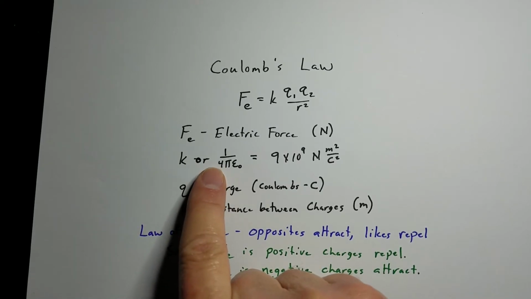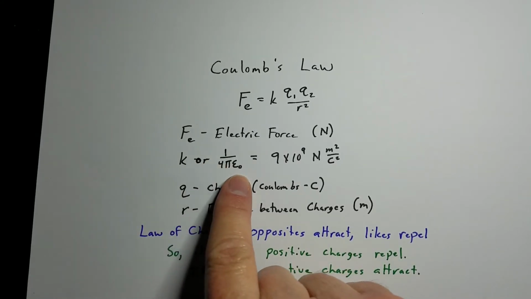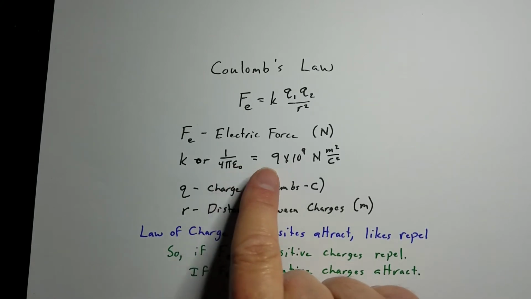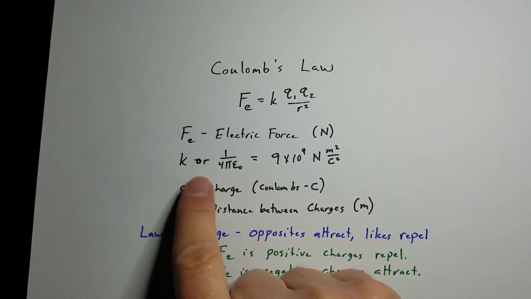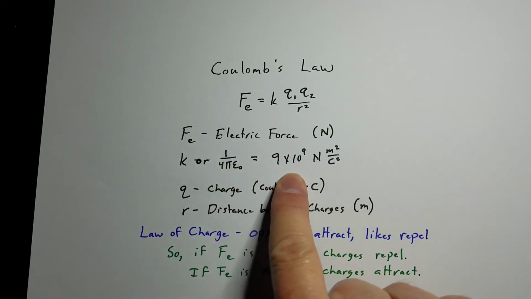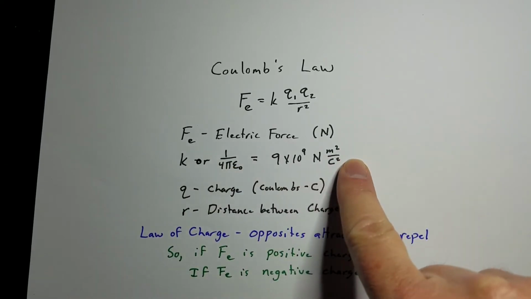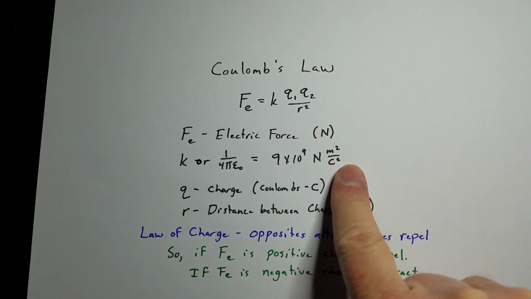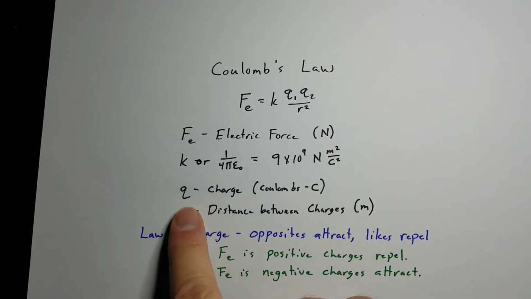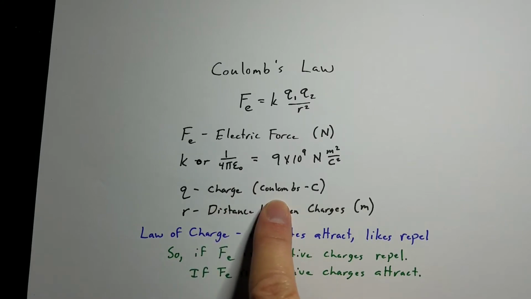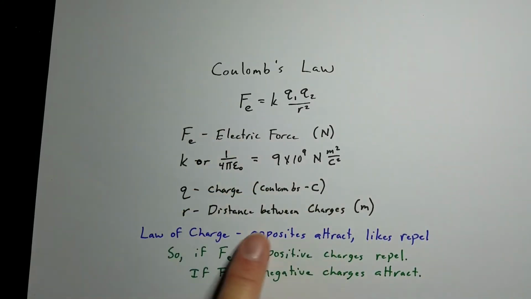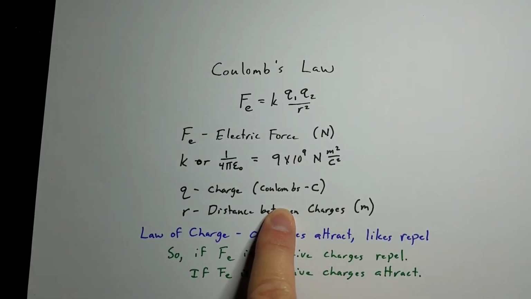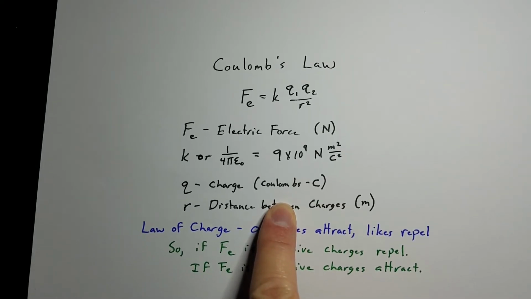Sometimes in books you'll see it as 1 over 4 pi epsilon naught, where epsilon naught is the vacuum permittivity of space. But either one you use, it equals out to 9 times 10 to the 9th coulomb meter squared over coulomb squared. The unit is just there to make sure our force comes out in newtons. Charges are measured in coulombs, so we name the law after the guy and the unit after the guy, sort of like Newton's laws and the unit newton after Sir Isaac Newton.